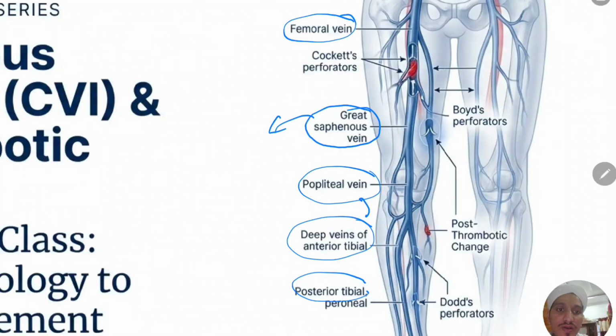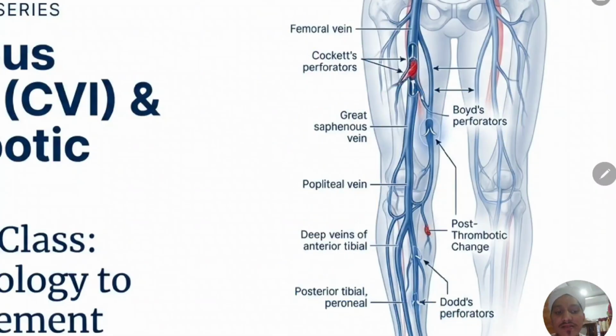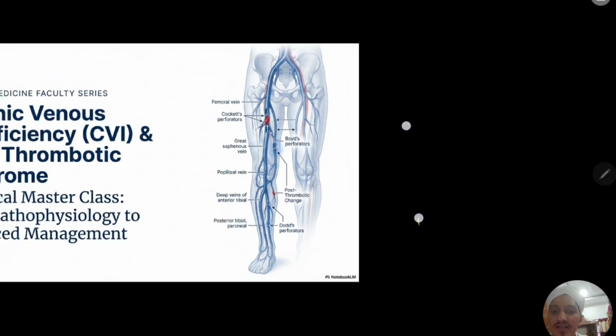There are two perforators in the thigh: Cockett's perforator and Boyd's perforator. Whereas there is one perforator in the calf, that is Dodd's perforator. Cockett's and Boyd's in the thigh, and Dodd's in the calf. Cockett's, Boyd's, Dodd's. Any problem in the perforators also causes venous insufficiency.